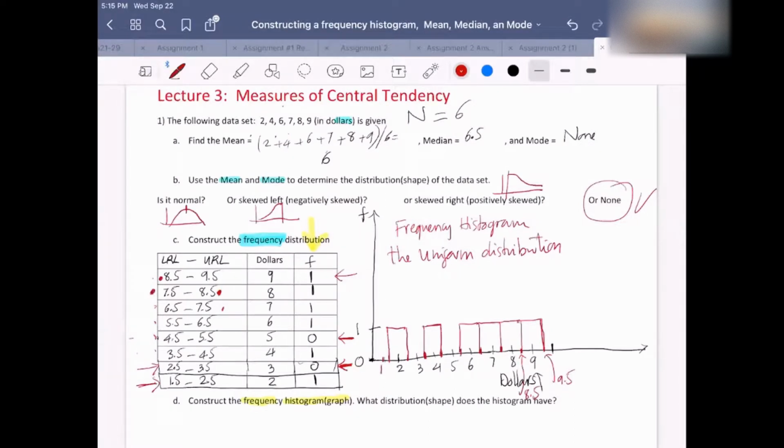Uniform means the same, right? The same, or at least most of the bars are the same. Okay, then the same height. Then we say that this is the uniform distribution. Okay. Any questions about this?